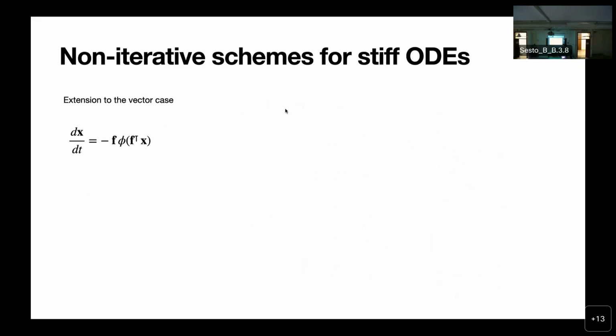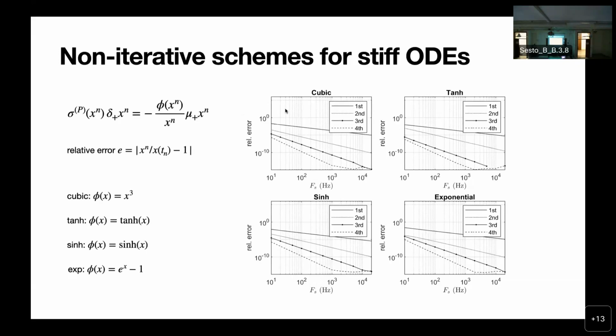Can you comment on the fourth order, the flattening of the plot? Yeah, you're reaching machine accuracy. Okay, yeah. You're down to 10 to the minus 15.